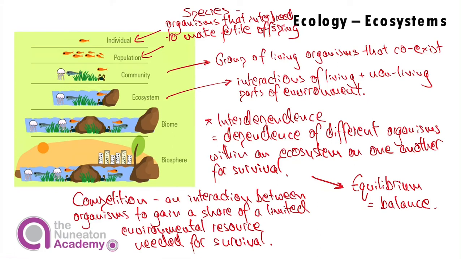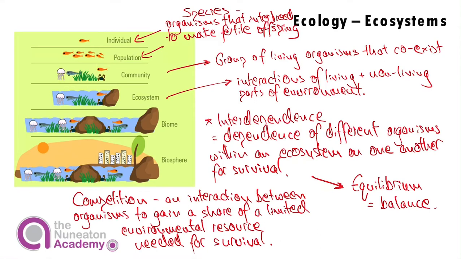Now, the terms associated with species are obviously an individual and a population. So when we're talking about an individual, we're talking about one organism of a species. A dog, a cat, a fish, a monkey, etc. Now, when we're talking about a population, we're talking about the number of a specific species within an area, so within an ecosystem. So, for example, the number of goldfish is shown on that diagram.